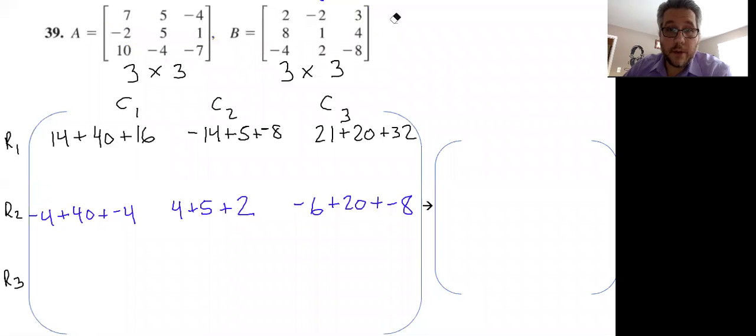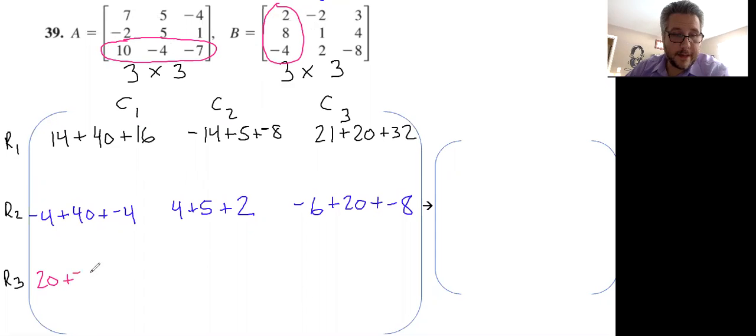So we will finally work on row 3. So let me grab row 3, and we'll start by multiplying that times column 1 on matrix B. 10 times 2 is 20, plus -4 times 8 is -32, plus -7 times -4 is 28.